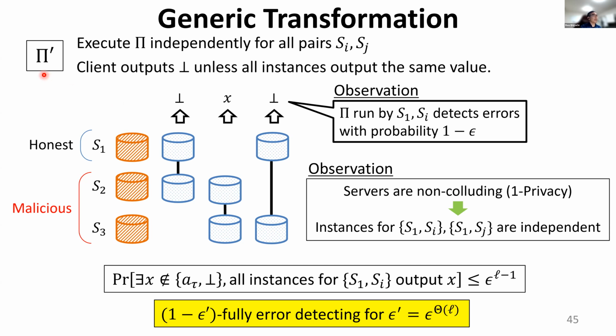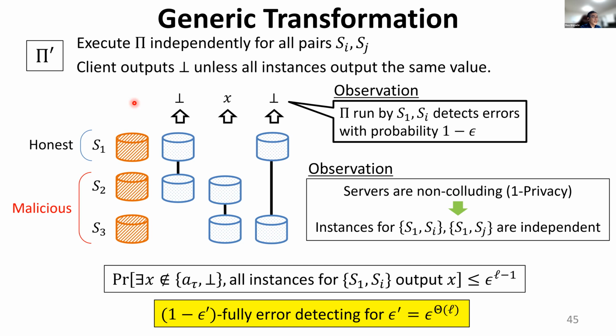The resulting scheme simply executes independent instances of the previous two-server scheme for all pairs of two servers. Then, if the client gets the same values in all instances, she outputs that value. Otherwise, she can detect that there are some modified answers, so she outputs the bot.